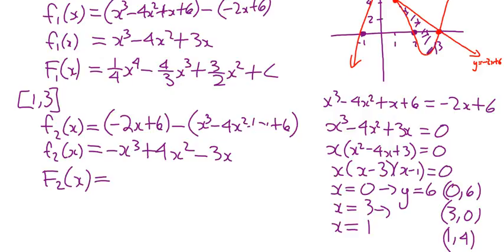Now you notice little f1 and little f2 are the same, except the signs are opposite, because one's on top of the other. So doing the antiderivative is not a big deal. As long as you do this one right, you just put opposite signs. So negative 1/4 x to the 4th plus 4/3 x cubed minus 3/2 x squared plus c.